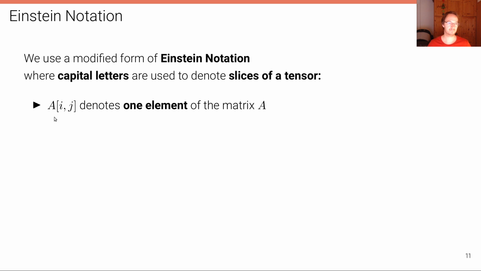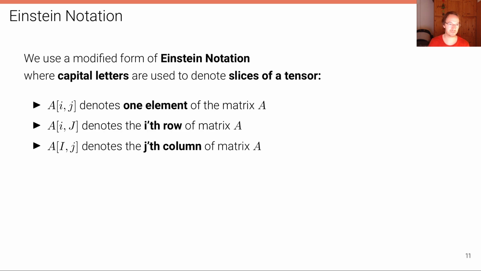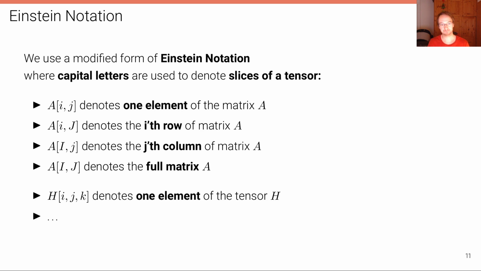For instance, if we have small indices like A, i, j, this is a standard notation where we index into one element of a matrix A. So there's nothing special about this. But if we use a capital letter like A, small i, big J, then we denote all the elements in all columns of that row i. So we denote the entire ith row of matrix A. Or similarly, if we have A, big I, small j, we denote the entire jth column of matrix A. Or if we say A, big I, big J, we denote the full matrix A. And the same holds for higher order tensors, of course.